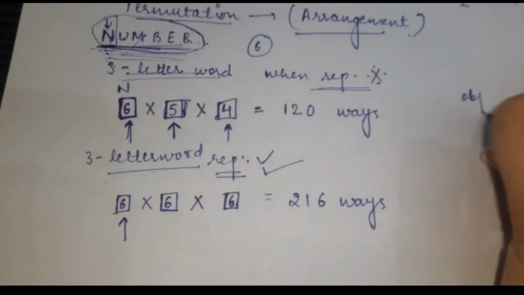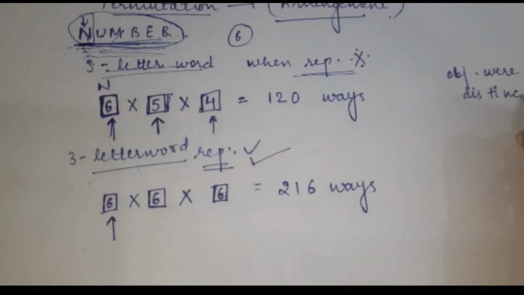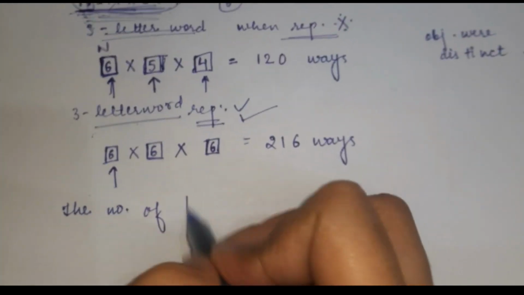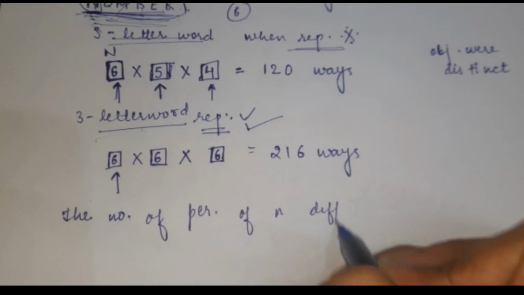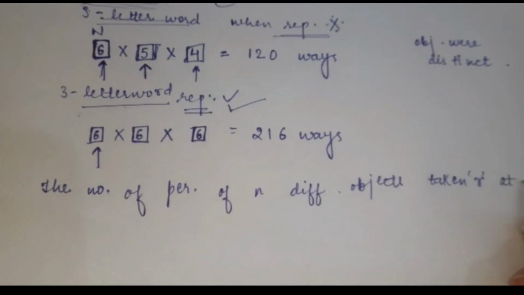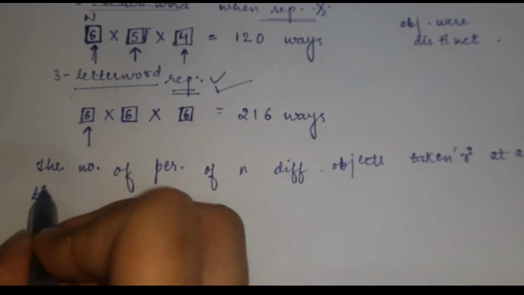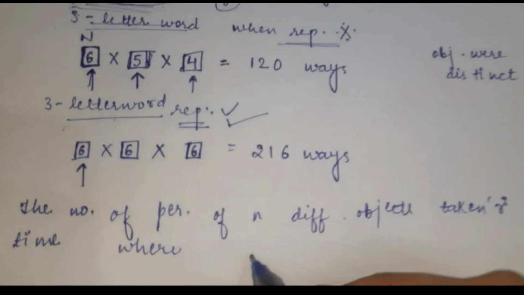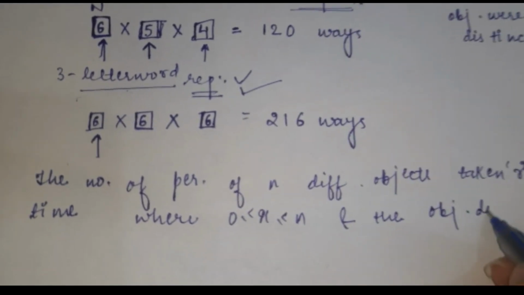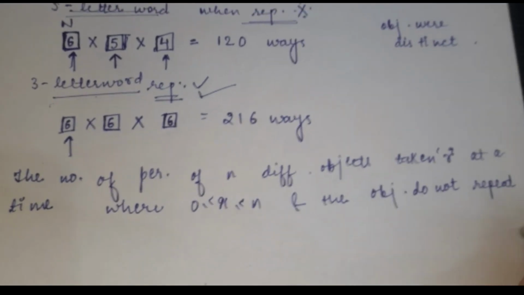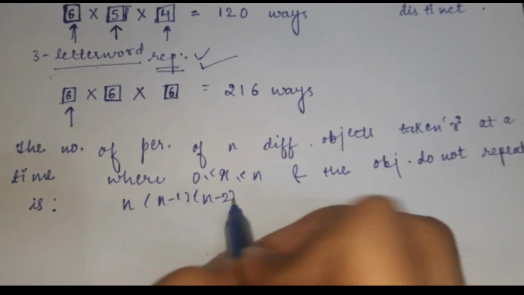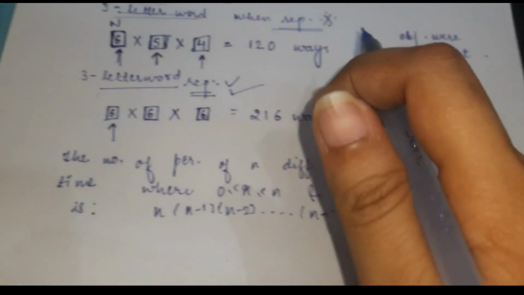So this was the case when the objects were distinct. So from this we can conclude that the number of permutations of n different objects taken r at a time, where r is between 0 to n and the objects are distinct, that is, our objects do not repeat, is the number of permutations. This is n multiplied by n minus 1 multiplied by n minus 2, and it goes on till n minus, let's check it from this example.